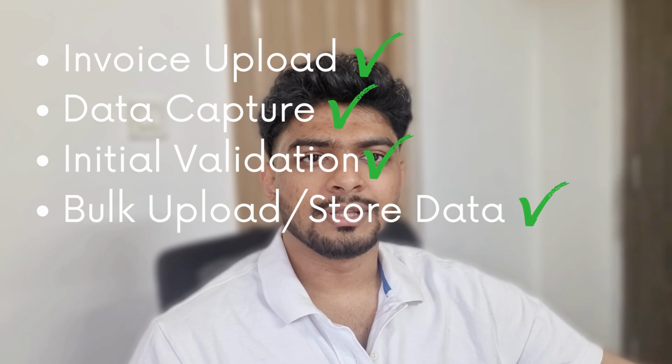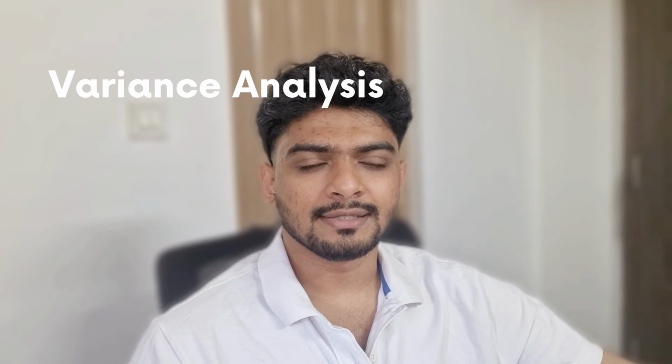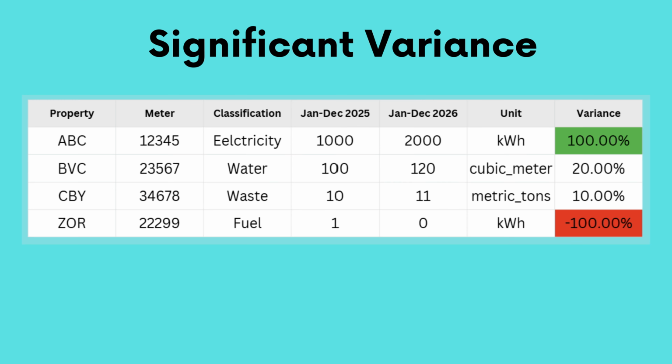After the data is stored, the next step is variance analysis. You can set a threshold and perform year-on-year or quarter-on-quarter analysis for the respective month. If you find a significant variance, higher or lower, you raise a query.